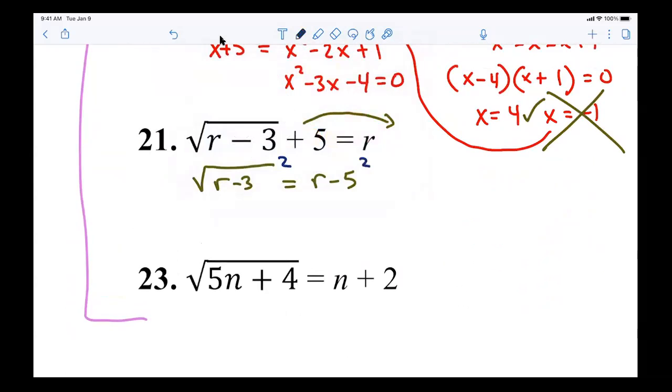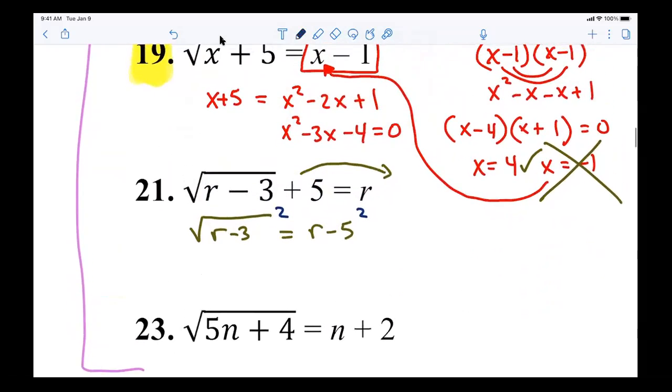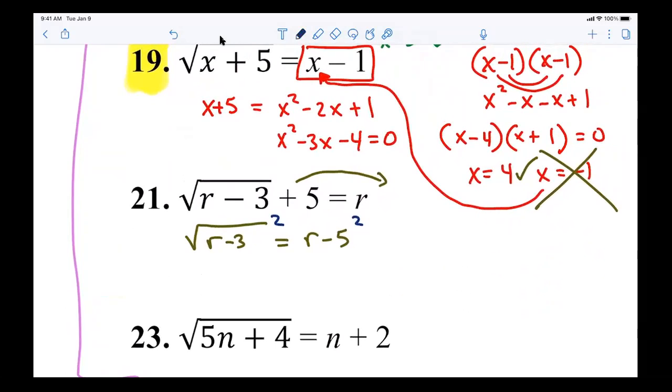Square and square. Okay, so I'm going to give you about 30 seconds. Number 21 is just like number 19. So you've got to square r minus 5. Come on, I want you to do that right now and see if you can get it correct. Square r minus 5. If you can do that, then you're pretty much good.